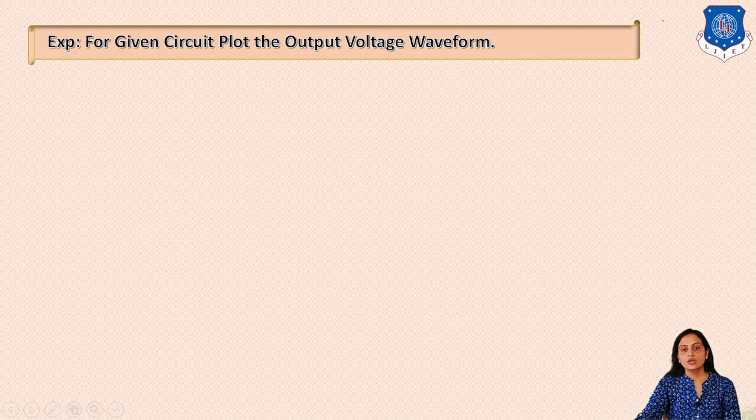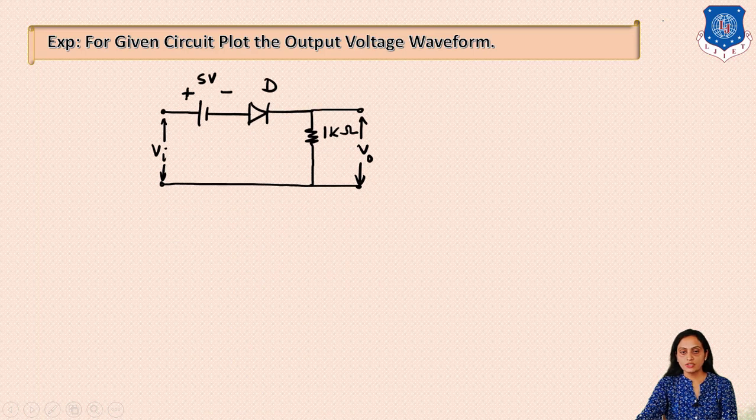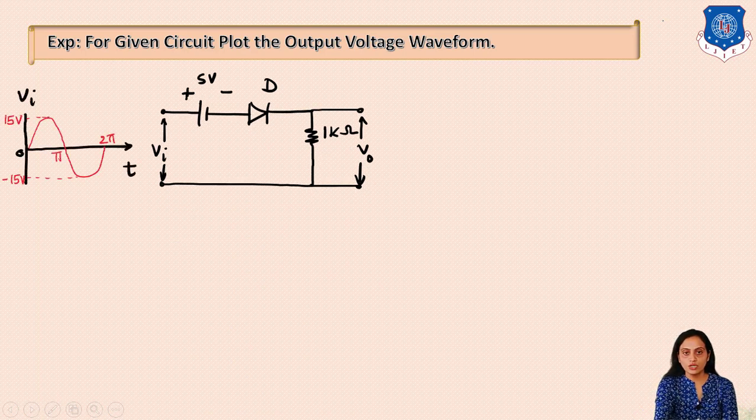Now we will do one example. For the given circuit, you need to plot the output voltage waveform, and the input is also shown. You can see this reference voltage level VR is 5 volt. This is the diode and the resistor of 1 kilo ohm. Input voltage ranges from plus 15 to minus 15. For this circuit diagram, we need to plot the output voltage waveform with all the voltage values.